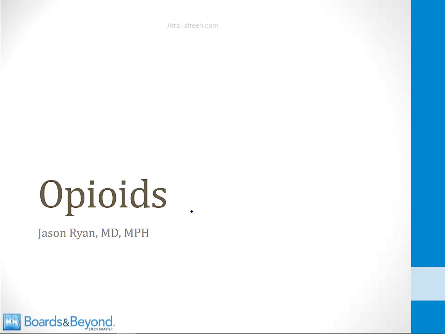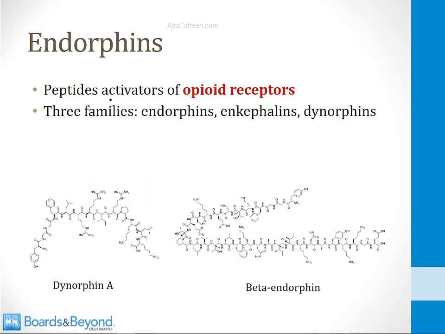Hello, everyone, and welcome to our module on opioids. Before we talk about opioids, let's talk about endorphins. Endorphins are naturally occurring substances. They are produced inside our body, and they are peptides that can activate the opioid receptors found in our body.